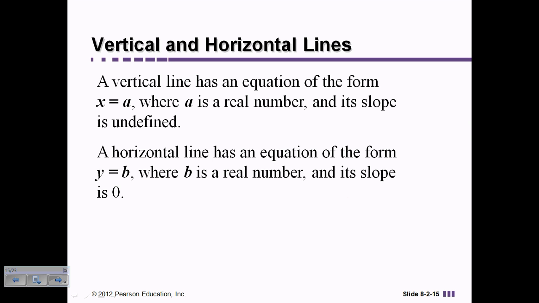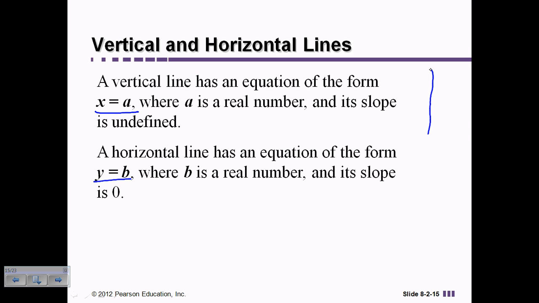Okay, so we already talked about this. For vertical lines, remember we talked about they're always going to be in the form of x equals a, where a is a real number. And for horizontal lines, it's always going to be in the form y equals b, where b is a real number. So let's look at that one more time.